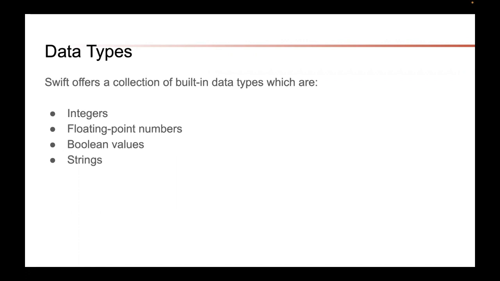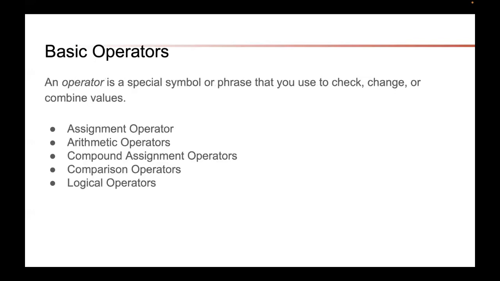Integers are whole numbers, like 1, 2, 3, 20, 30. Second is floating point numbers, in which you have fractional values like 1.2, 10.23. Those are called floating point numbers. Boolean values are logical ones, true or false. And strings are text. If you are printing or displaying any text, it is called a string. So these are the four data types we have.